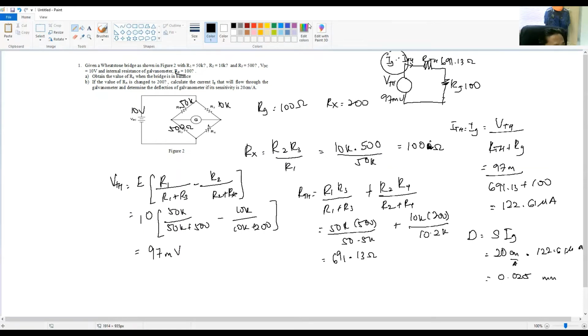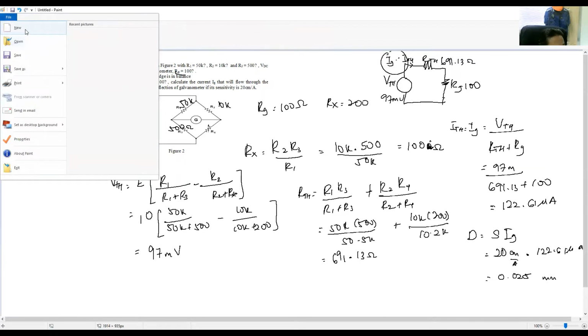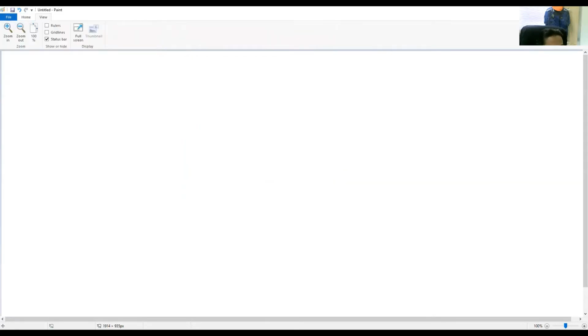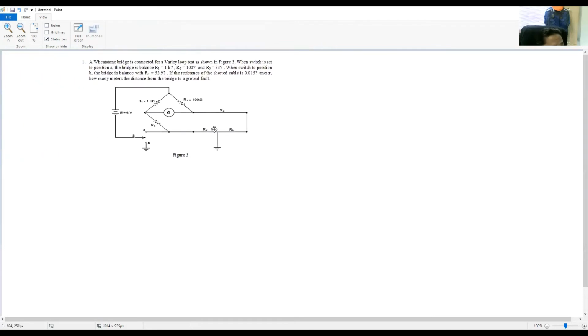Okay, so we go for the next, question number 4. Question number 4 is actually an application of the Wheatstone bridge. So you can read this one.